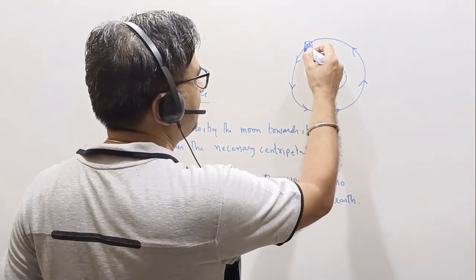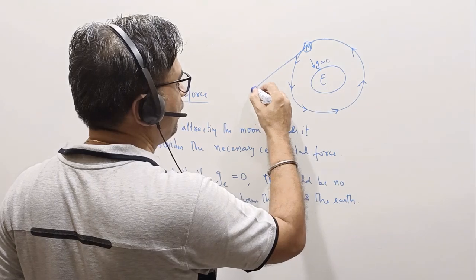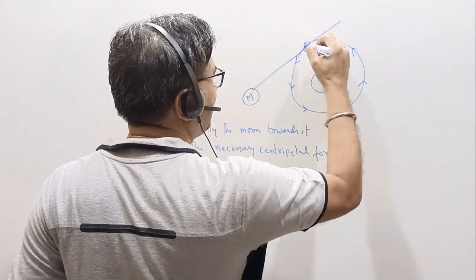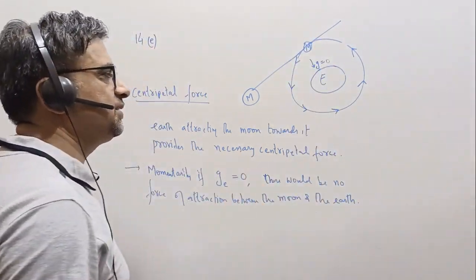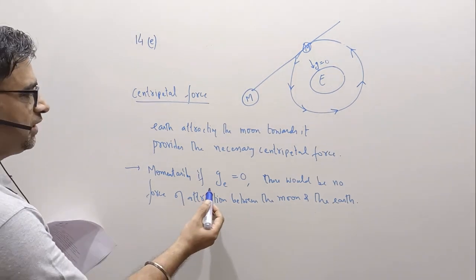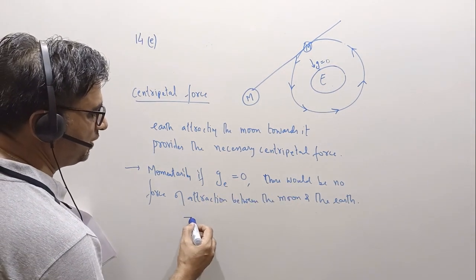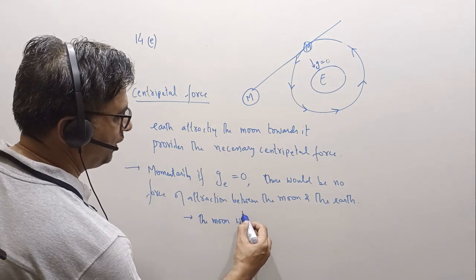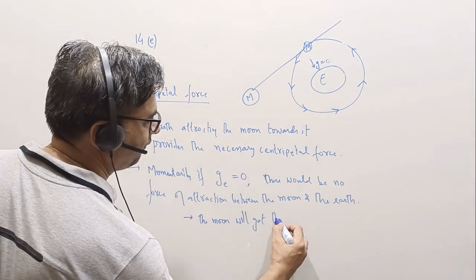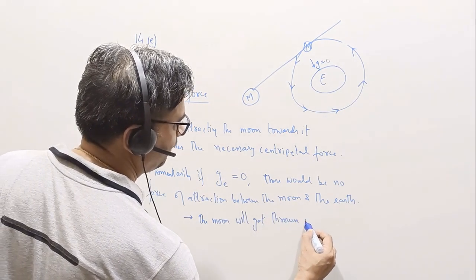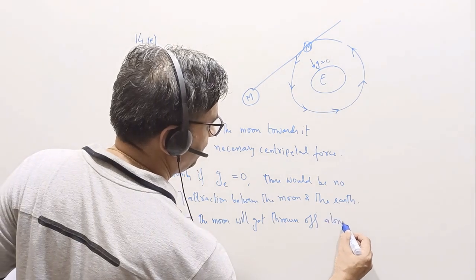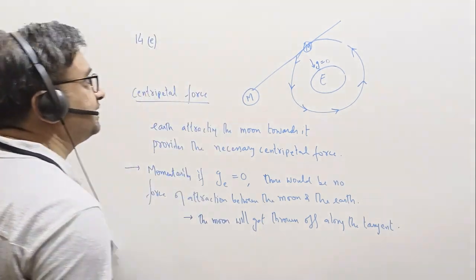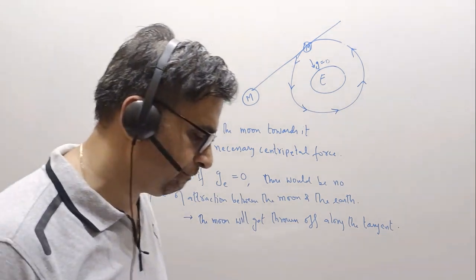So at that point, this moon will get thrown away. The moon will get thrown away along the tangent at that point in time when the acceleration due to gravity became zero. So momentarily, if there would be no force of attraction between the moon and the earth, the moon will get thrown off along the tangent. That answers question number 14e.